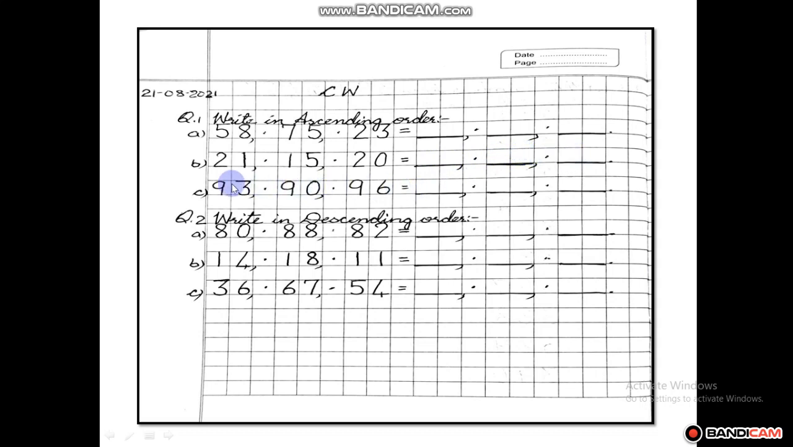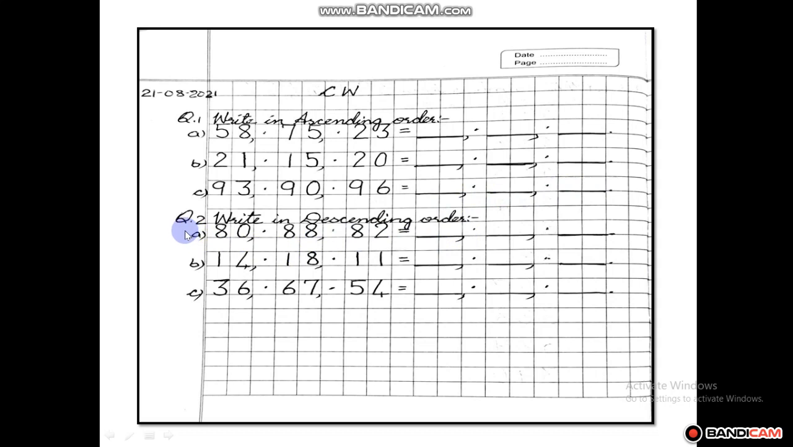Clear, children? Come to C part. 93, 90 and 96. Which is the smallest among these three? Yes, 90 is the smallest. So we'll write here 90 and 93 and 96. Among these, which is the smallest? 93. So next number will be 93 and last is 96. So your numbers will be 90, 93 and 96.